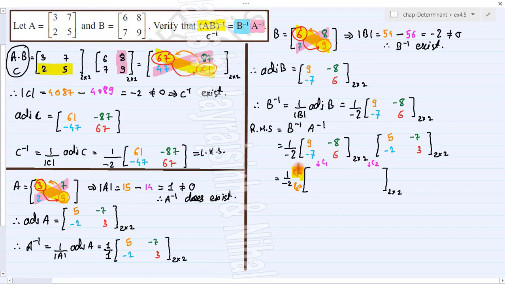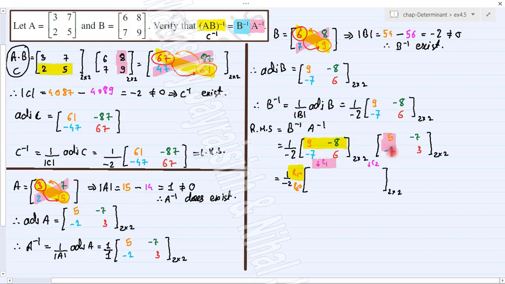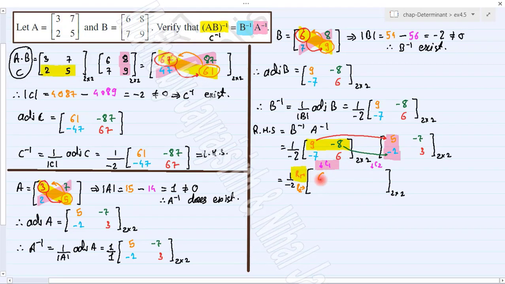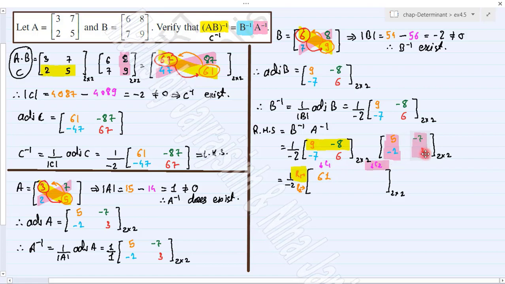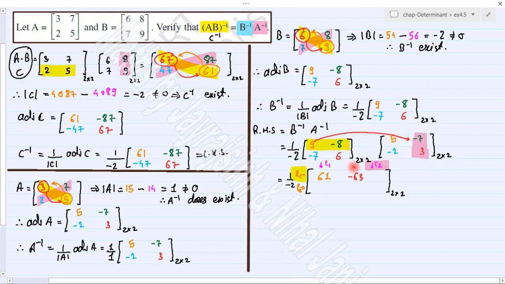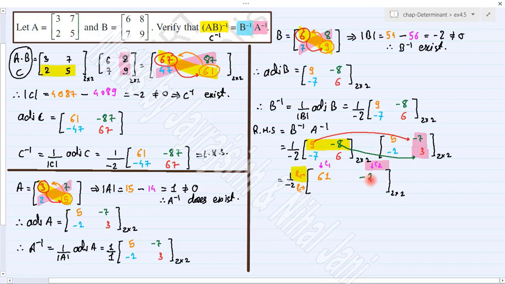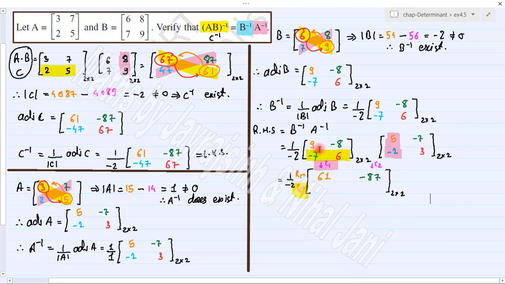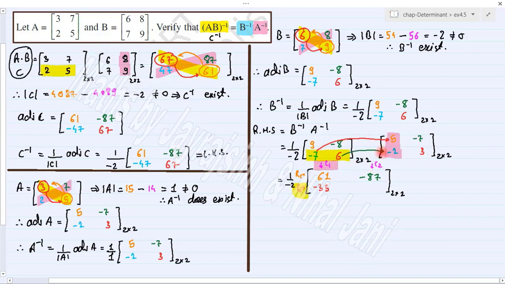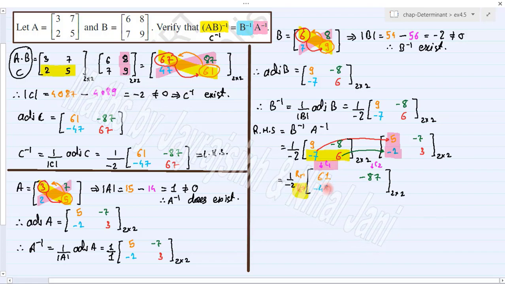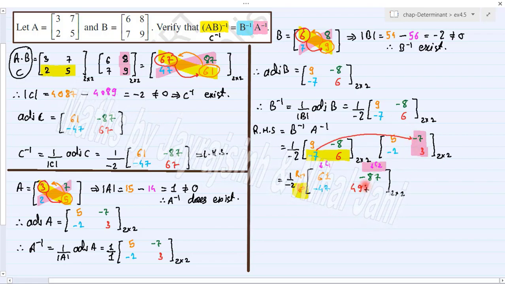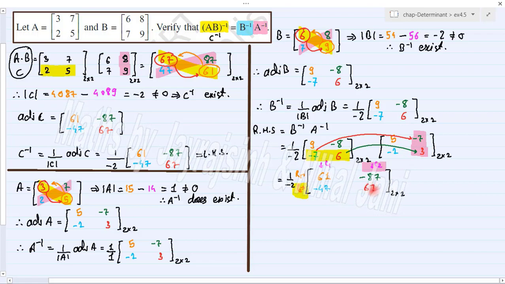So let's try to get the first element, which is in first row and first column. So multiply first row of first matrix and first column of second matrix, and we will get 61. Then the next element is in second column. Multiply corresponding terms and we'll get minus 87. Now the first element of second row is in first column. So multiply corresponding terms and we'll get minus 47. And the last term is in last row and last column. So it will be 67.